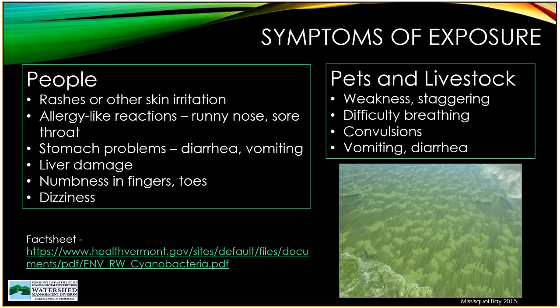Symptoms of exposure in people include rashes and skin irritations, allergy-like symptoms like runny noses and sore throats. There can be stomach problems like diarrhea and vomiting. There may be liver damage, numbness in fingers and toes, and dizziness. These are very potent toxins. It is possible for a person to be exposed and get enough of a dose of a cyanobacteria toxin to cause a very severe illness and even death.